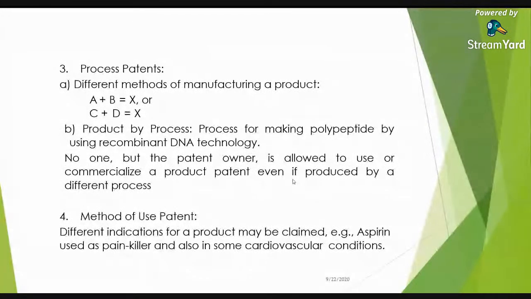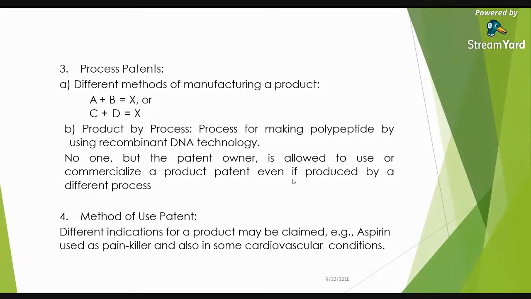Process patents are pretty simple. If there are different methods, like A plus B leads to X, or C plus D also leads to X. Both of them lead to the product X, but the method of manufacturing uses completely different ingredients. X is produced by A plus B in one process, and in the second process it is produced by C plus D. If both are novel and inventive, you can file a patent for both processes, even though they lead to a single product.